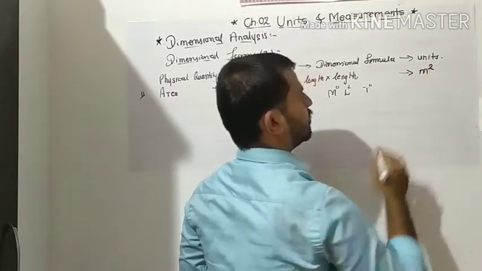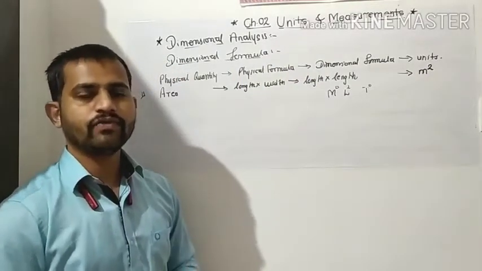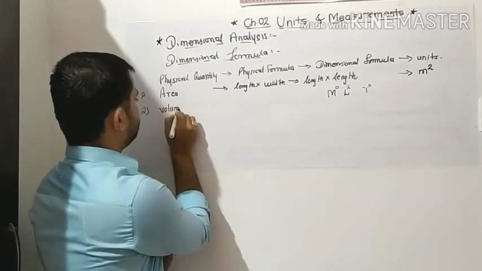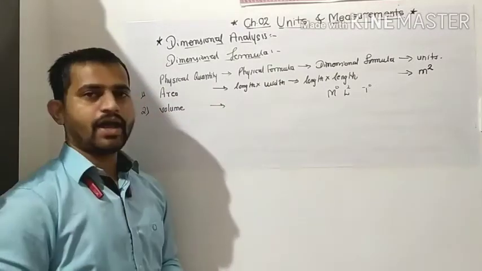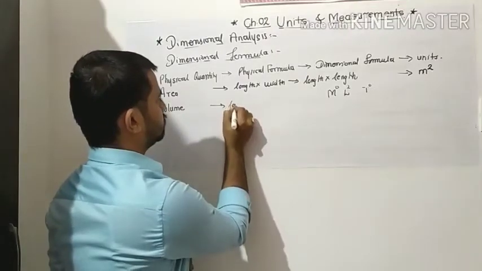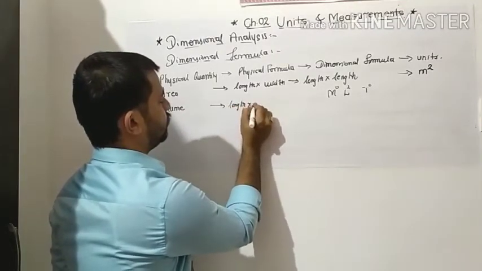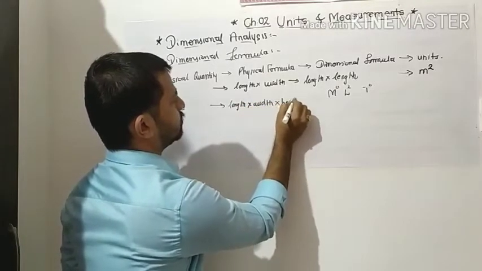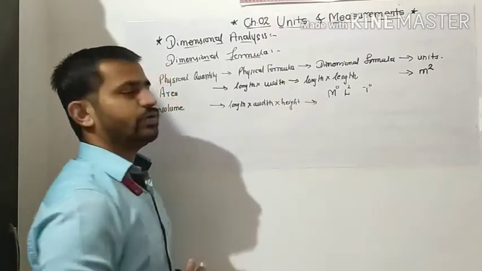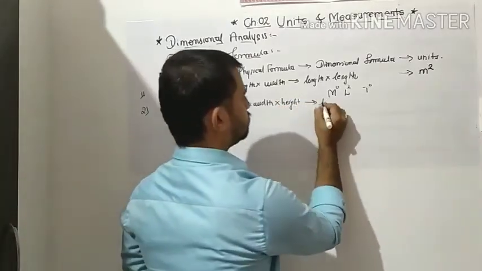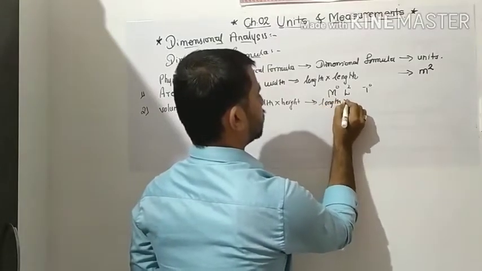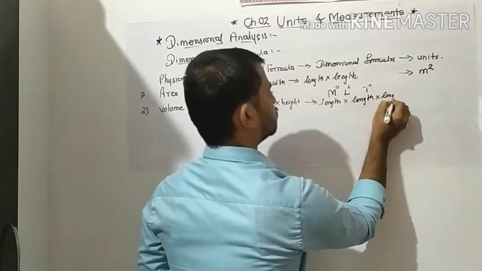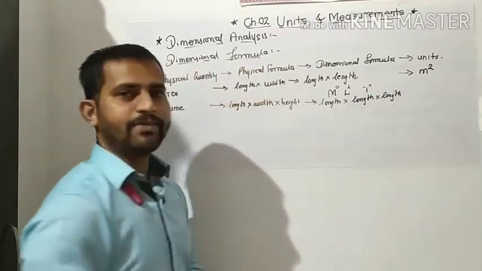Meter square. Now if we go for the volume, second, volume is given as length into width into height. So we can write it as length into length into length. This is in terms of the dimensions.